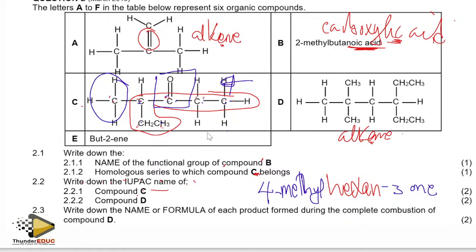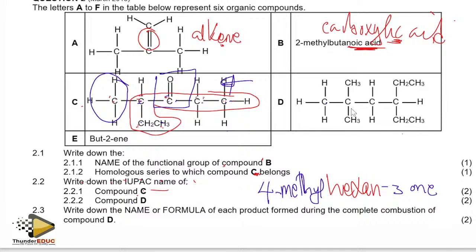The next one is to write down the IUPAC name of compound D. Now let's go to compound D. They just make these things look complex, but in actual sense, it is an alkane. If you are well conversant with this, it is an alkane.